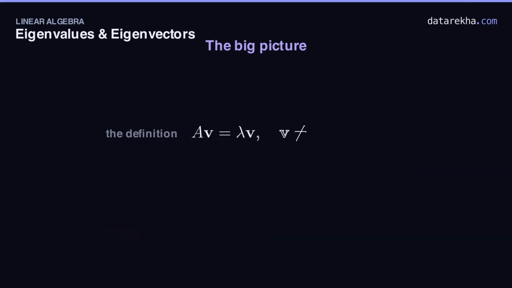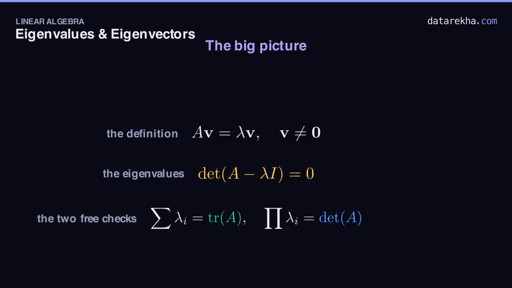Let's lock it in. An eigenvector keeps its direction. Av equals lambda v, with v never zero. Find the eigenvalues by setting the determinant of A minus lambda I to 0. And always sanity check. Eigenvalues add to the trace and multiply to the determinant. Master those 3 lines, and eigenvalues will never surprise you again.